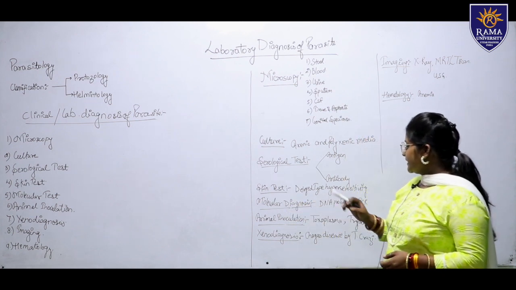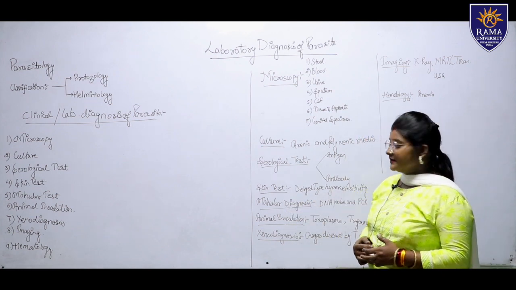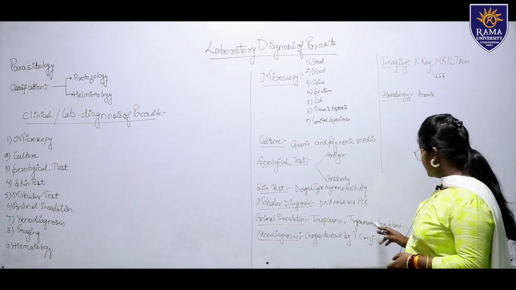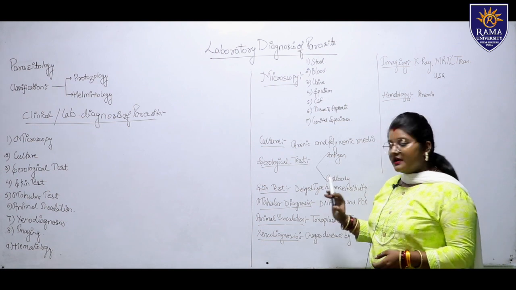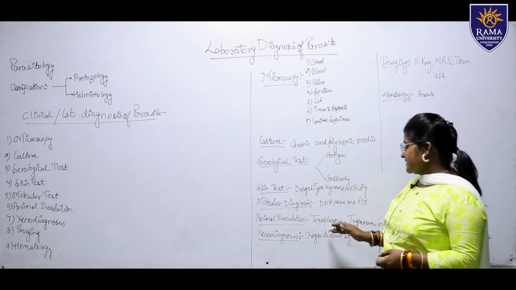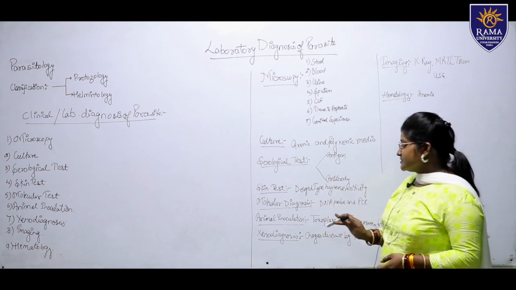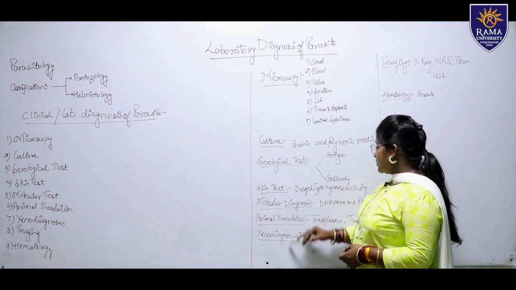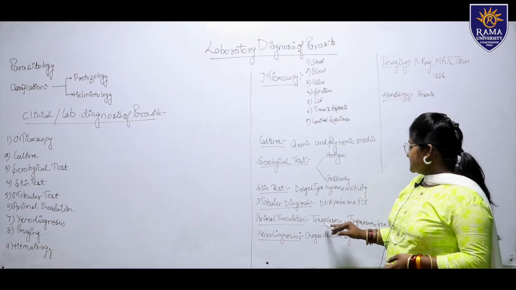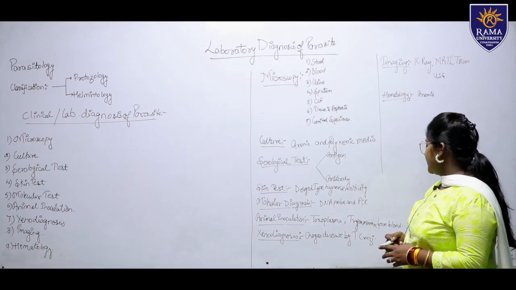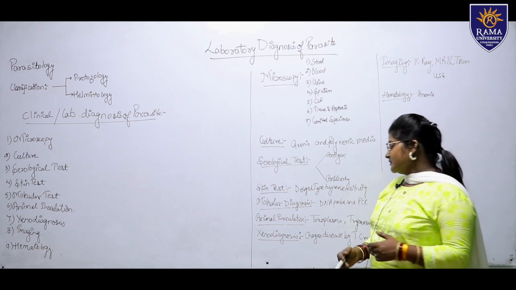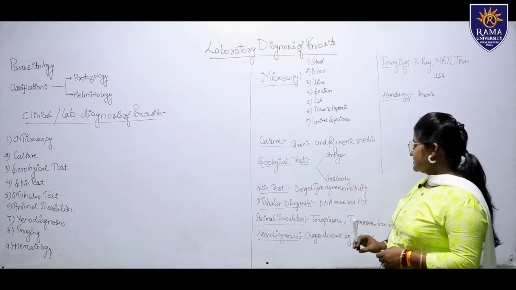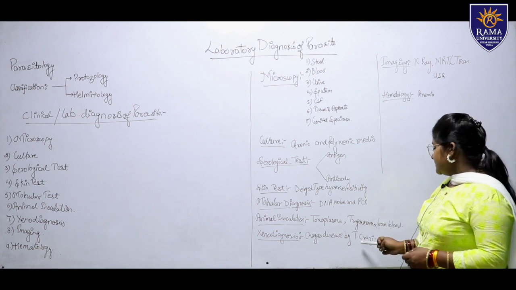Now, for molecular diagnosis, we use DNA probe and PCR. For animal inoculation, Toxoplasma gondii and Trypanosoma from blood specimens. We take the blood specimen of the host and inoculate it into the animal. The species of Toxoplasma gondii and Trypanosoma are then seen. Now, for xenodiagnosis, Chagas disease, it is caused by Trypanosoma cruzi.